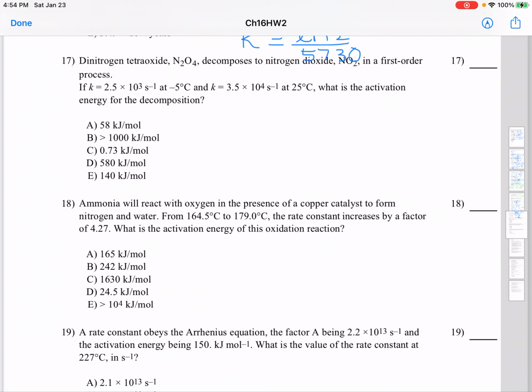Hello everyone, we are still doing our chapter kinetics homework, and I will go ahead and explain how to do the homework starting from question 17.